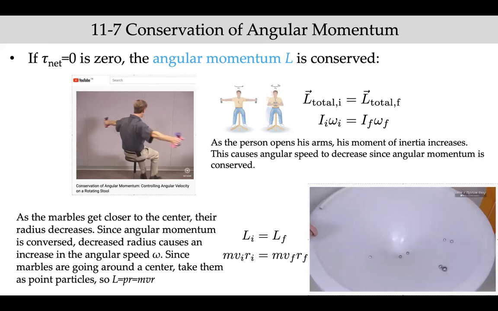And indeed, you can compare the velocity of the ones that are really close to the hole. They have more speed, more angular speed, than the ones that are going around the circle with a large radius.